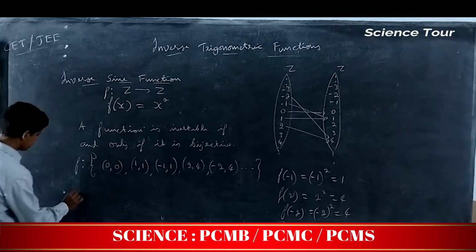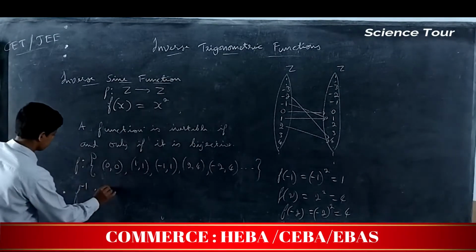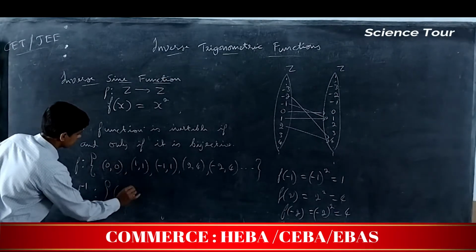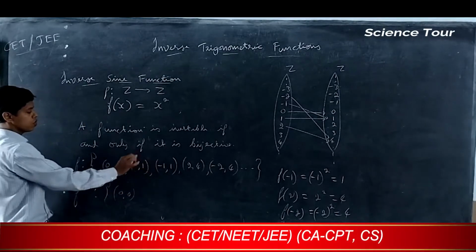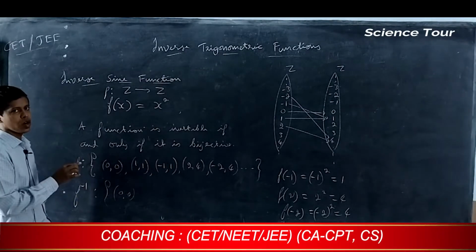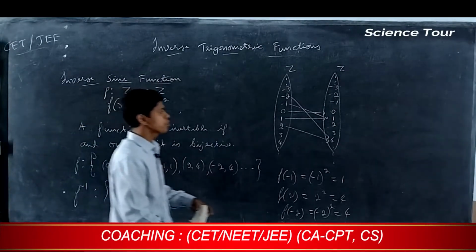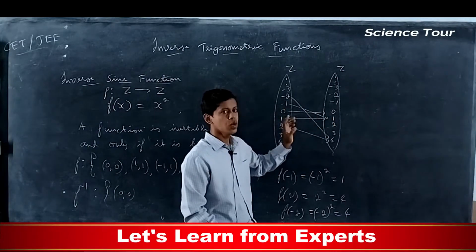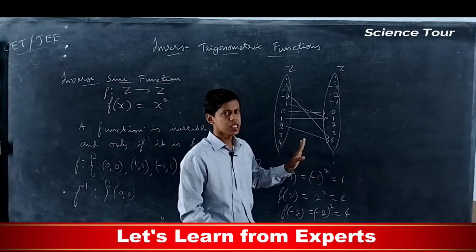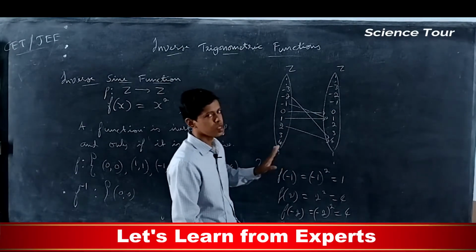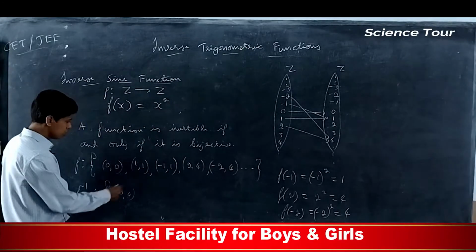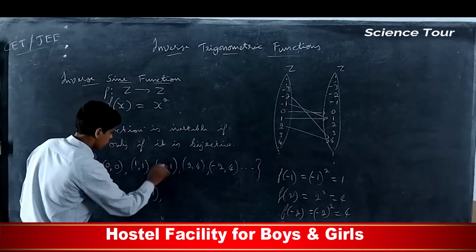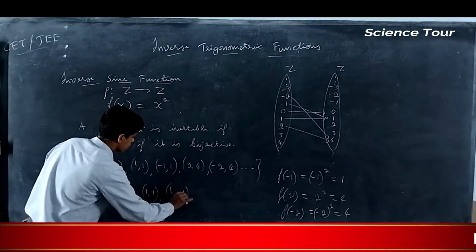Now when you write the inverse, 0 comma 0 reversed, correct? 1 comma 1, 1 comma minus 1, you have two things. With 1, which element do you write? What is the pre-image of 1? The pre-images are two. So do you have a unique pre-image? You don't have a unique pre-image. See, this is 1 comma 1 and 1 comma minus 1.